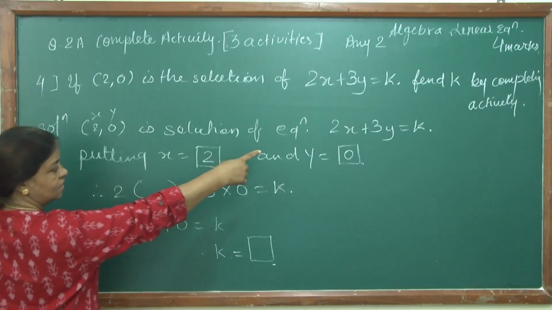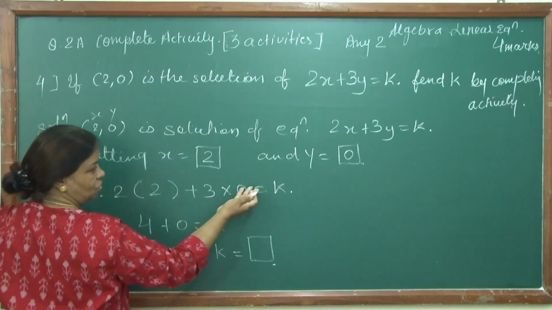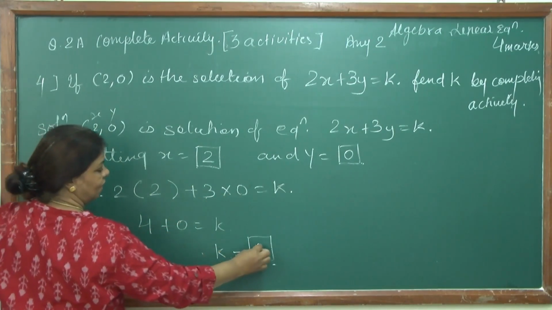Then in the equation, in place of x, 2 plus 3 into 0 is already placed. So 2 2s are 4, 3 into 0 is 0. So k value is 4.